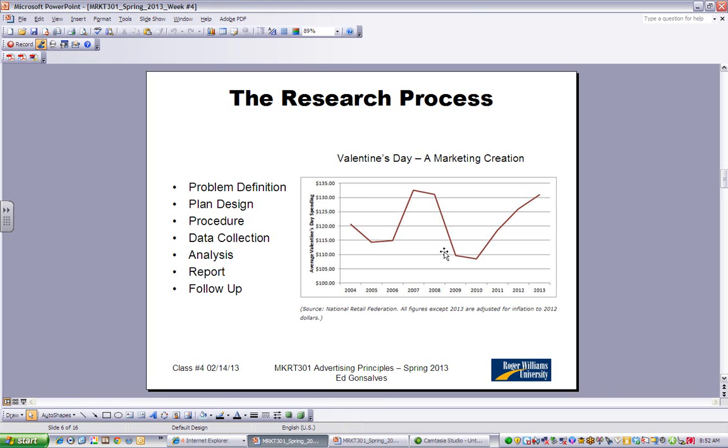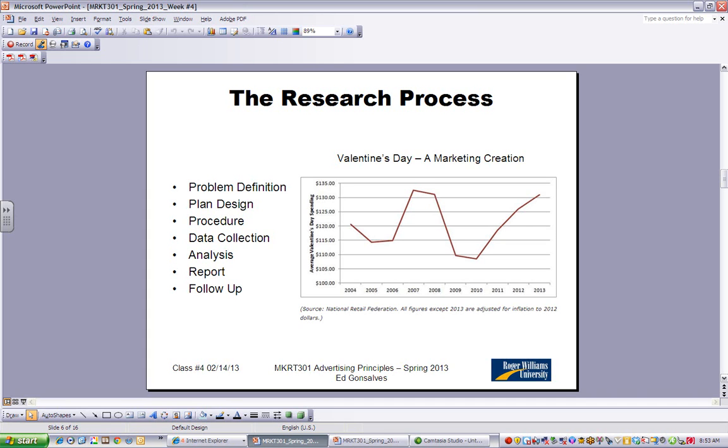So the research process involves a few core steps that everyone has. One is defining a problem. Then you've got to put a plan in place to help design and get the information that you're looking for. You establish a procedure on how you're going to do that, collect the data, analyze it, and generate a report or findings that come from that. And then based on that, there's follow-up, right? You learn something new and then you take a different tack, or what you're doing is working, so you stay the course.